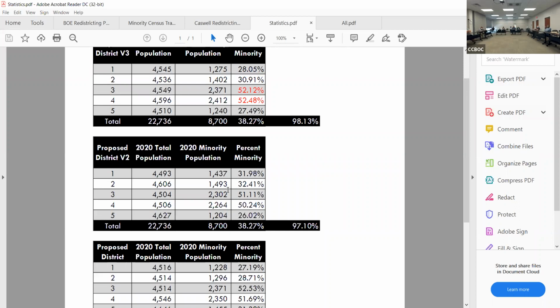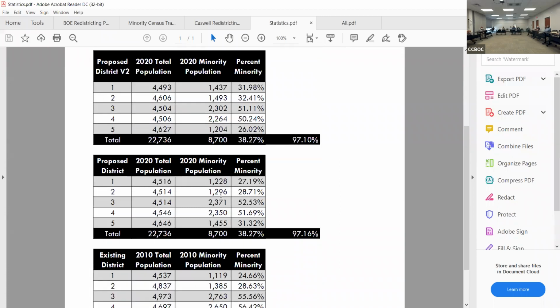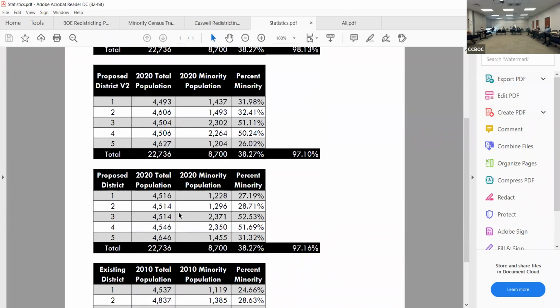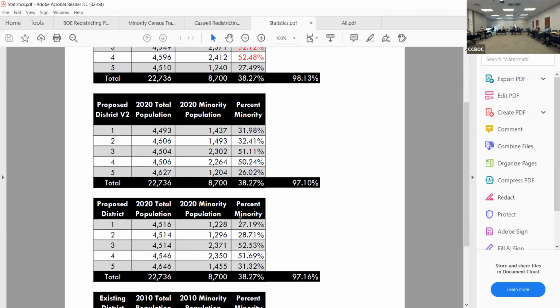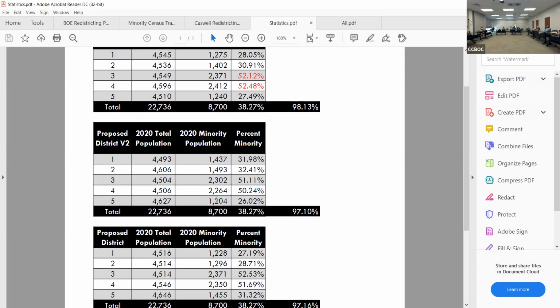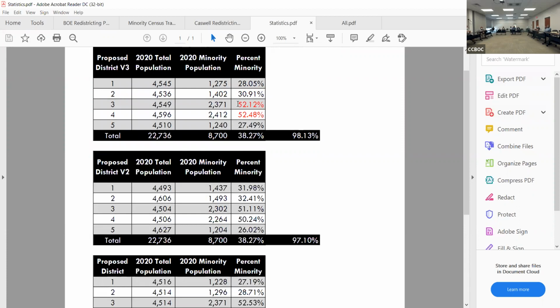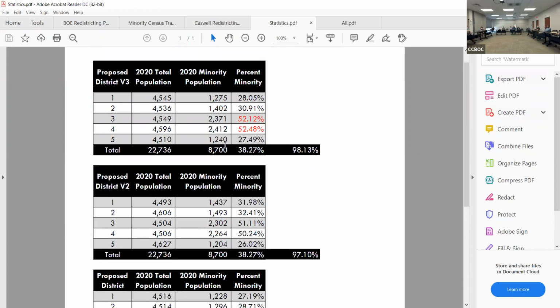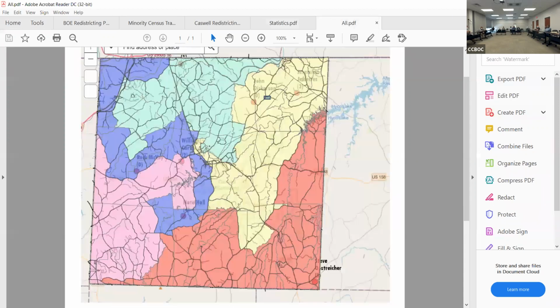The minority-majority districts are districts number 3 and 4. In the previous versions, they were 52 and 51%. Version 2 is 51 and 50%. And in the most recent version 3, it's 52.12 and 52.48% minority in those districts. Here again is the map of the most recently drawn districts.